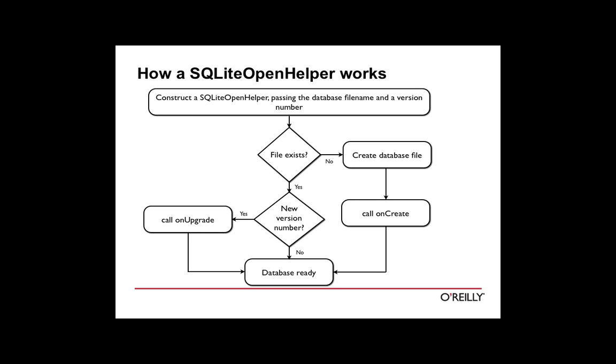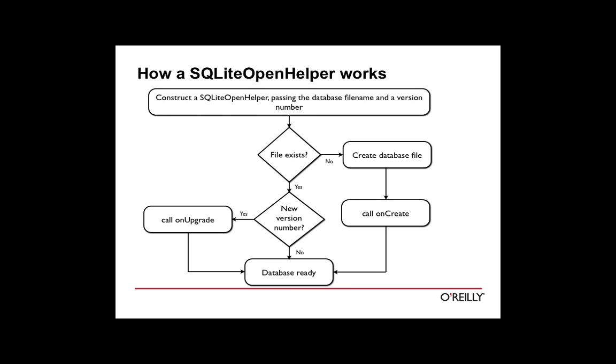In the case that the file doesn't exist, the SQLite Open Helper will create the database file for you, and then it will call back to a method called onCreate on your instance of the class. And after onCreate is done, it assumes that the database is ready.